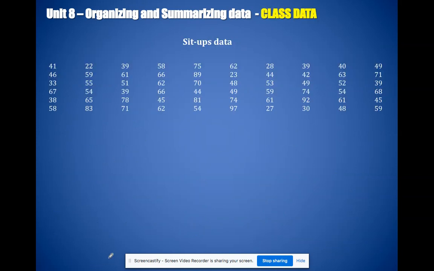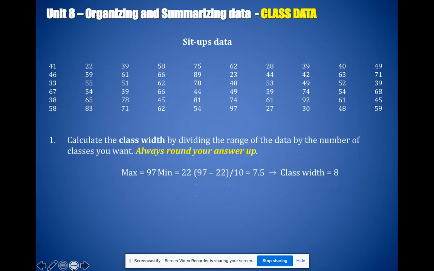Okay, notice the note change at the top. Class data. Firstly, look at that data. Oh my gosh, that is an awful lot of data. So to organize a large set of data, we want to group them. So we're going to group them and get some numbers, yes, but also a picture of what's going on. So the first thing you have to do is figure out the range of the data and divide it by how many classes you want. I'll tell you how many classes I want, okay?